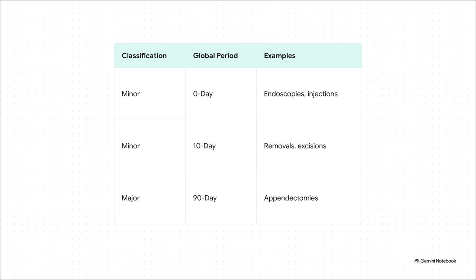Now, the CMS classification for these packages is actually pretty straightforward. Minor procedures will fall under a 0-day or 10-day global period. Think along the lines of endoscopies, minor joint injections, or simple skin excisions. Major surgeries, on the other hand, like an appendectomy or a hip replacement, trigger a massive 90-day global period, and during that whole 90-day window, any routine care tied to that specific surgery is fully bundled into the original payment.